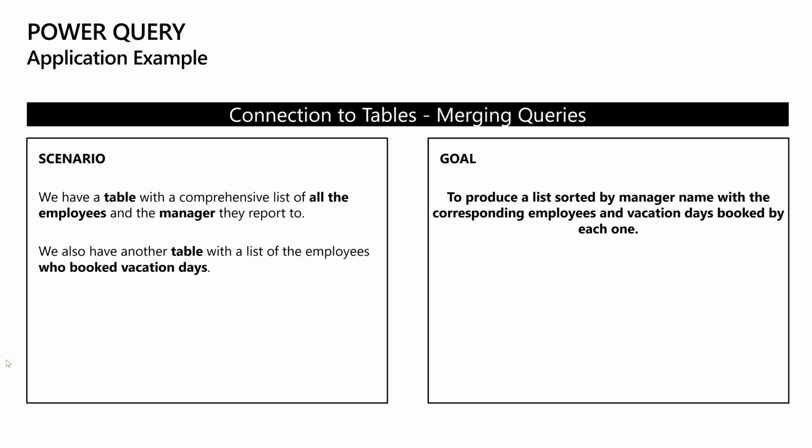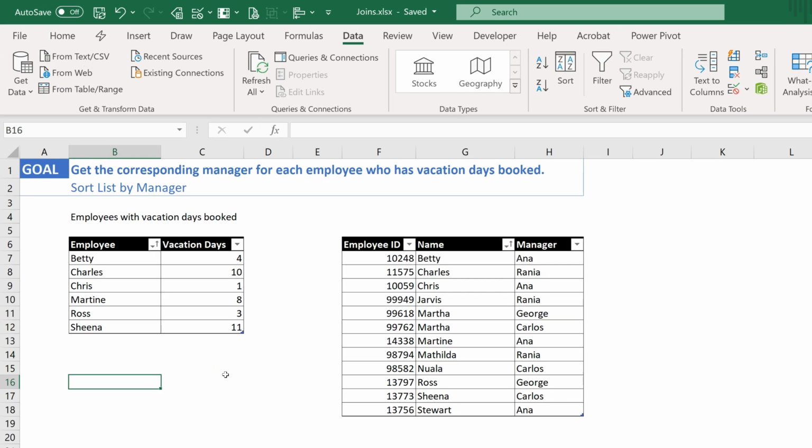In the second scenario, we have 2 tables with information that we want to cross. I will show this better after I open the Excel file. So in this file, we have two tables. The first one has the number of days each employee already booked and the name of that employee. The second table has the employee ID number, the employee name, and the manager's name for each one of the employees. I want to create a list that has this information from the first table, but also includes the employee ID and the manager name for each one of them, and sorts the list by the manager name. So it makes it easier for me to separate the information that I need to send to each manager.